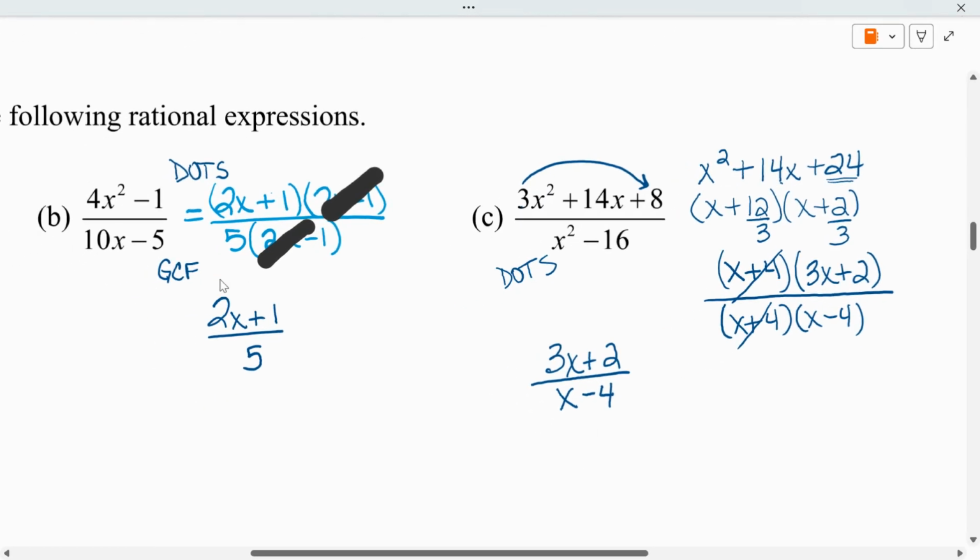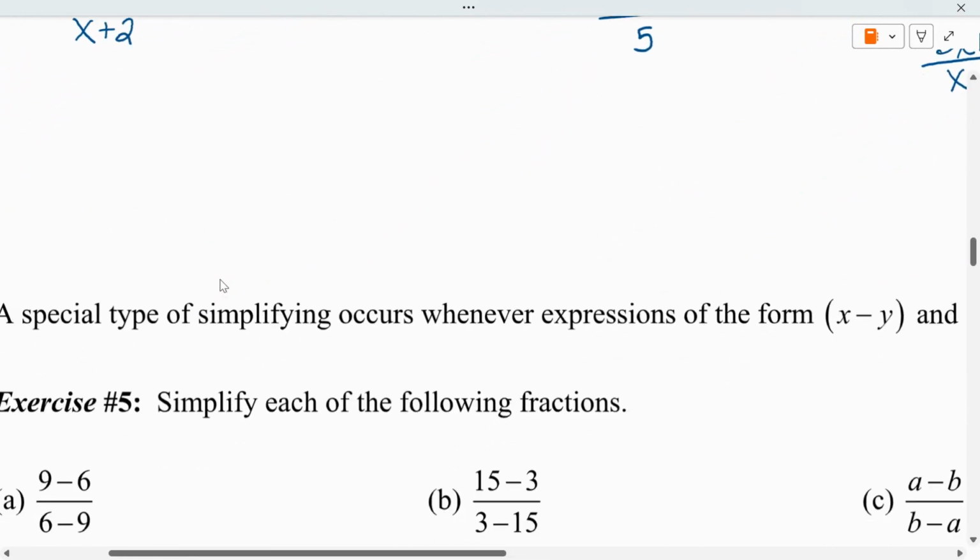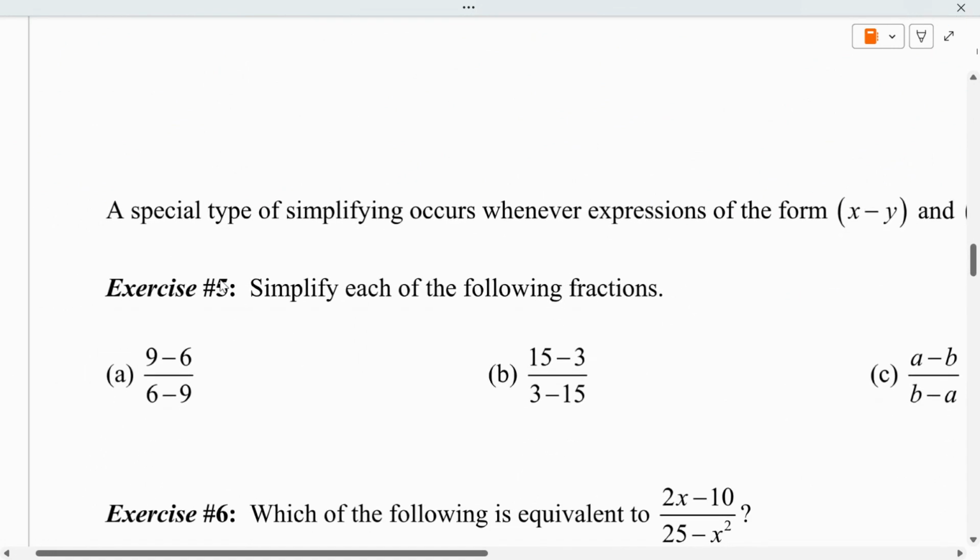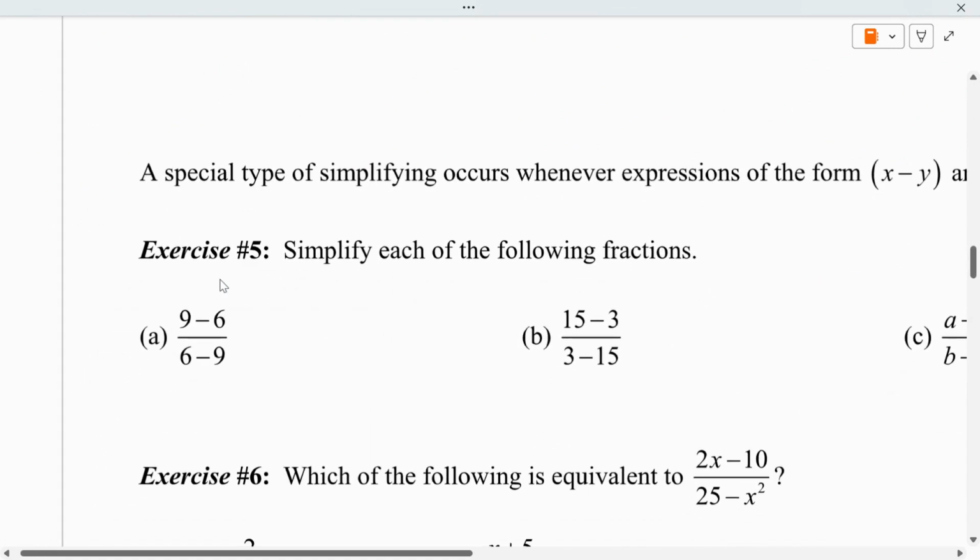All right. This next concept is going to make your head spin, but it's super cool. So we're going to just simplify these fractions. What do you notice about the numerator and the denominator? They're just flipped. They're opposites, right? I'm taking 9 and negative 6, and then 6 and negative 9. So what is 9 take away 6? What is 6 minus 9? What does that reduce to?